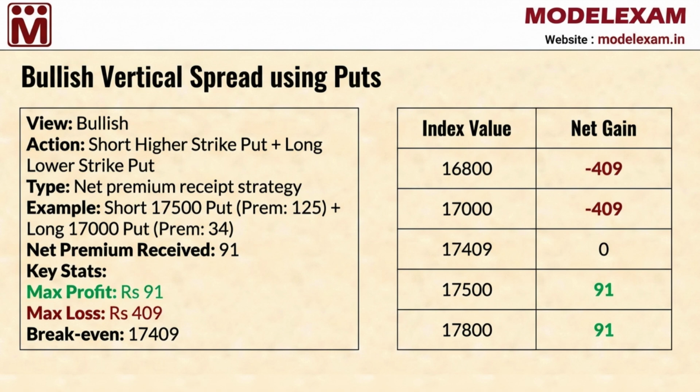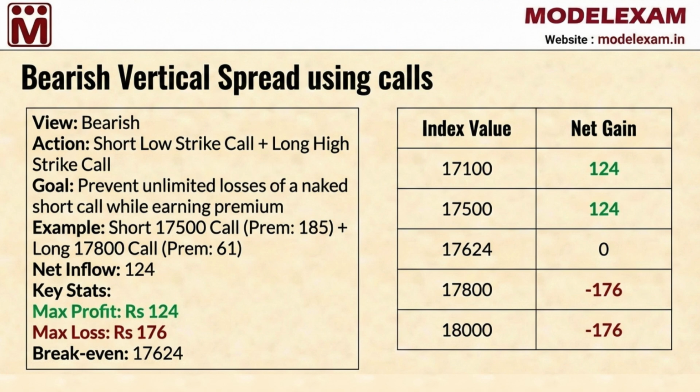To set this up, you go short on a higher strike put and go long on a lower strike put for protection. For instance, if you go short on a 17,500 put with a premium of 125 and go long on a 17,000 put with a premium of 34, you receive a net premium of 91. Here, your maximum profit is a profit of 91, while your maximum loss is capped at a loss of 409. The break-even point for this trade is 17,409.